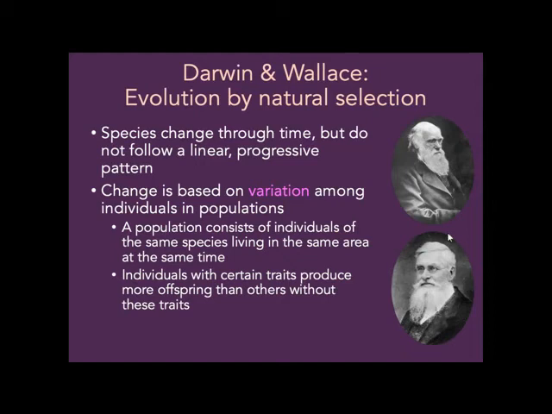So individuals in that population are going to vary in their phenotypes, right? Some will be taller and some will be shorter, some will be faster and some will be slower. Those variations amongst the individuals in the population can cause changes. Individuals that have particular traits that allow them to produce more offspring than other individuals without those traits. So if you're faster, maybe you won't get eaten and maybe you'll have more babies.